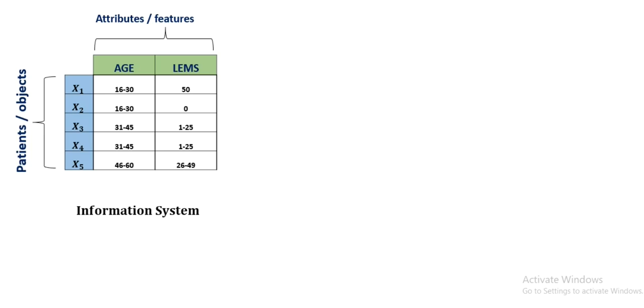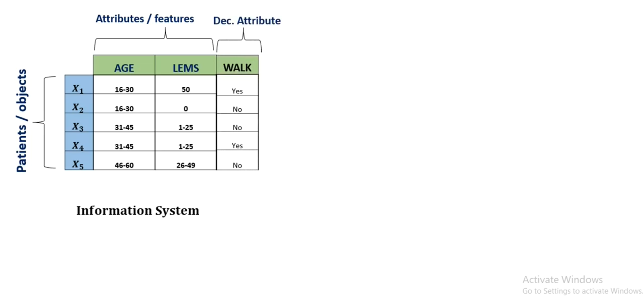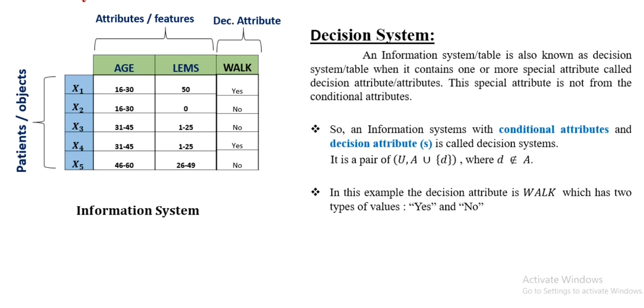Now given this information system, if we add one more attribute, which is known as a decision attribute, here we have added the work attribute, which we call a decision attribute. Now this information system has turned to a decision system. So an information system with conditional attributes and a decision attribute is called a decision system. An information system is also known as a decision system when it contains one or more special attributes called decision attributes.